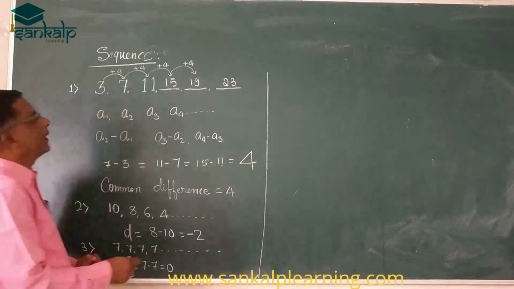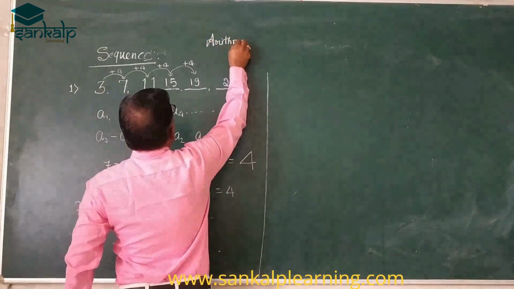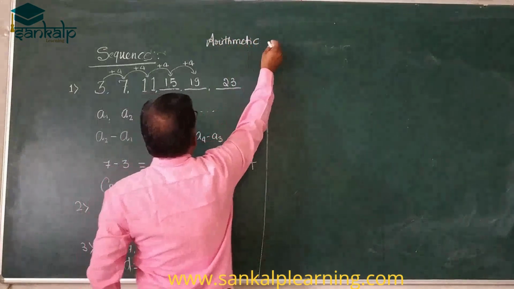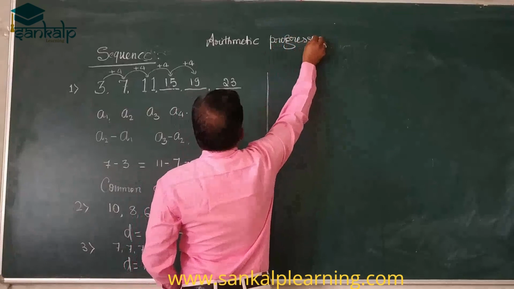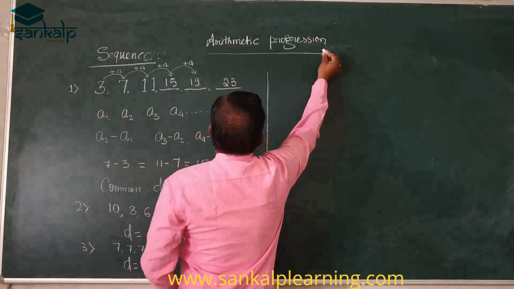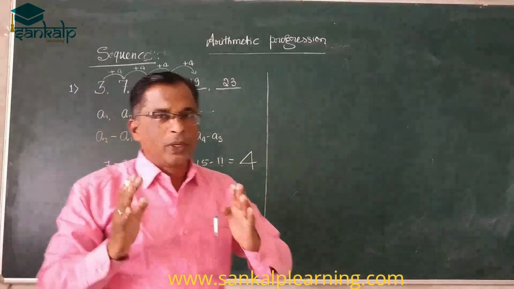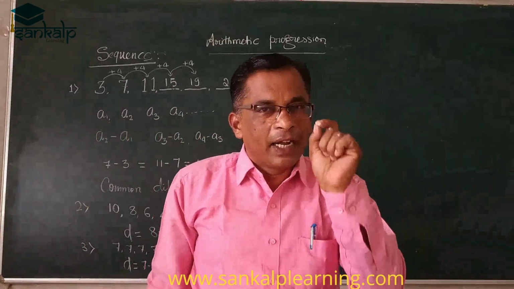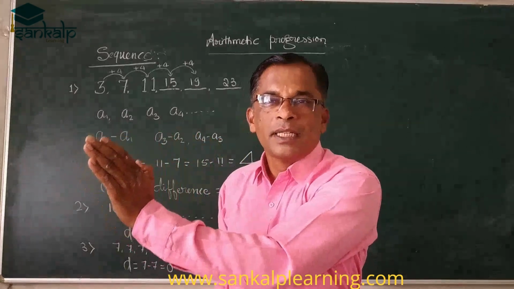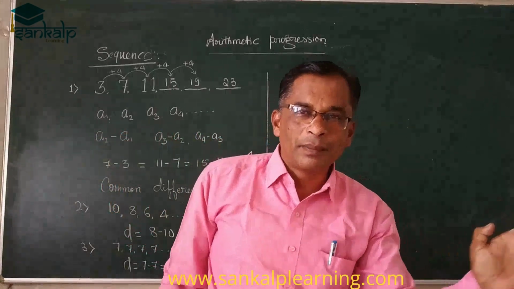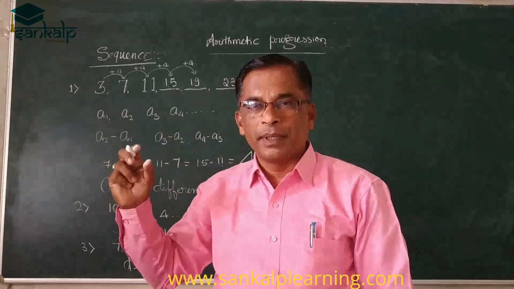This type of sequence is called an arithmetic progression. So these are all examples of arithmetic progression. They have one peculiar property: by adding a fixed number to a given number, we will get the succeeding numbers. That fixed number may be positive or negative or zero. Let us learn more about the arithmetic progression.